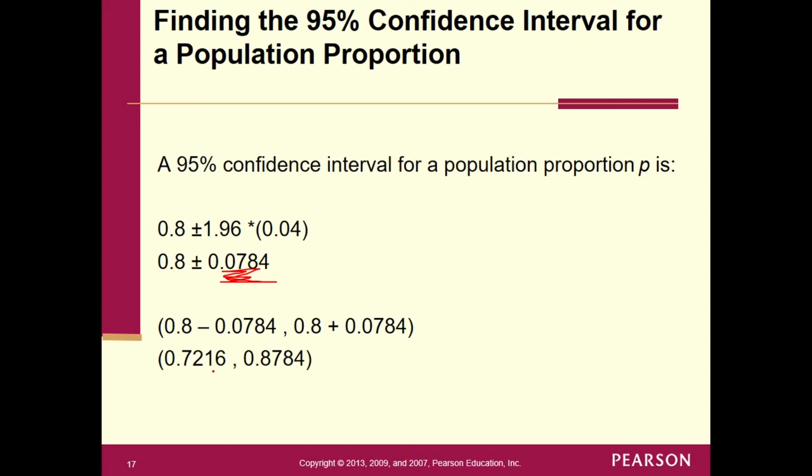And so what do we think is located between these two numbers? We think that the population proportion P is located somewhere between 72.16% and 87.84%. We don't know exactly where, but we're pretty sure it's located between those two points.